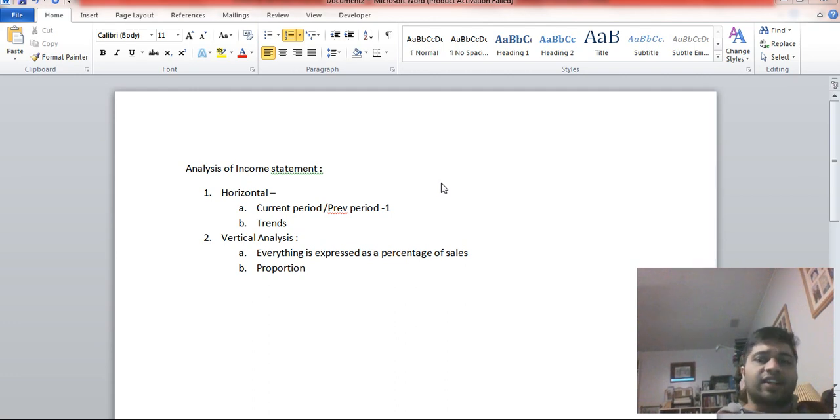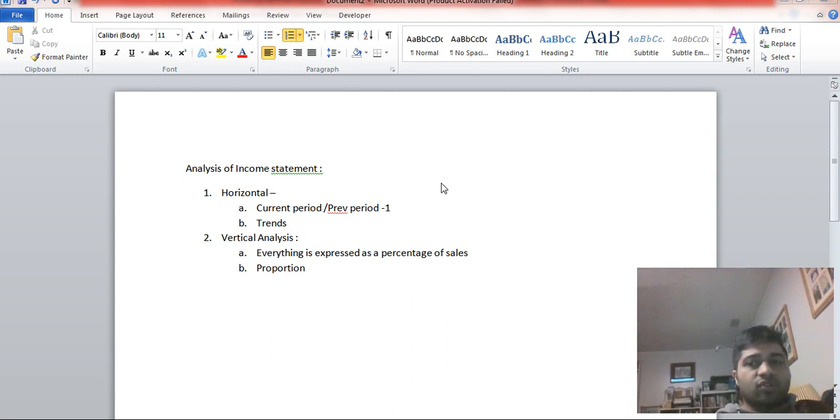In horizontal analysis, we try to find out trends. The way of finding a trend is you divide the current period's data by the previous period's data and subtract one from it. So you find whether, versus previous periods, any particular variable like sales or cost is increasing or decreasing. Then you try to comment on it. Then you try to think about the action that you have to take.